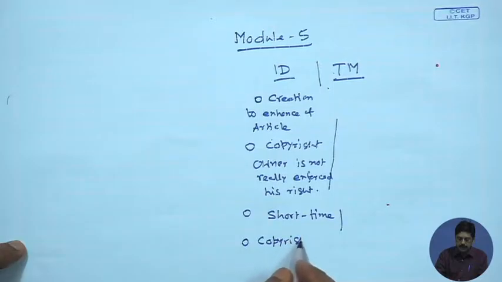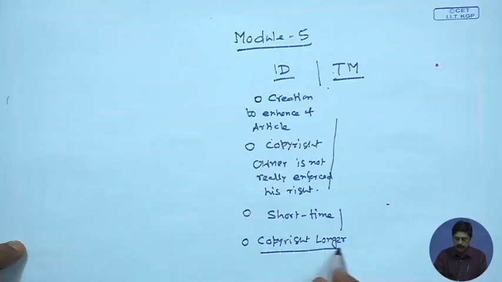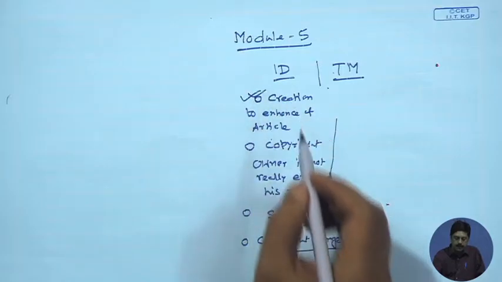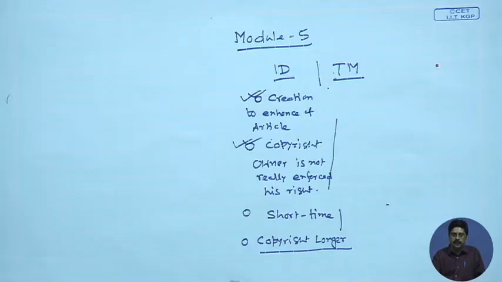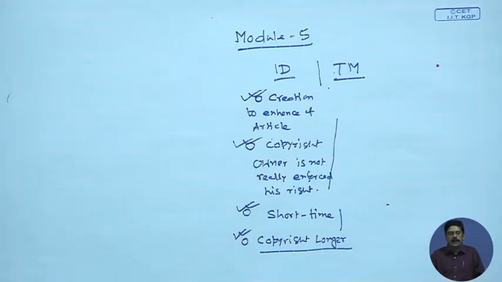Copyright is protected for life plus say 60 years in respect of artistic work. Okay. So, these sorts of points, the creation to enhance the value of an article, copyright owner is not really able to enforce his right, short time of protection, copyright period is longer. So, all those kinds of situation lead to creation or formulation of another form of IP, that is called industrial design, and the right provided is industrial design copyright.